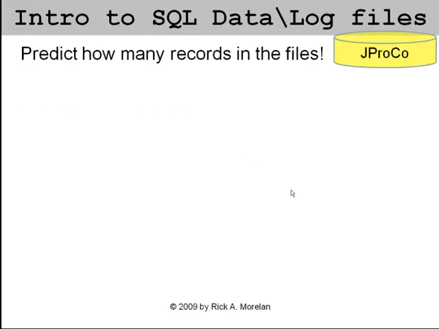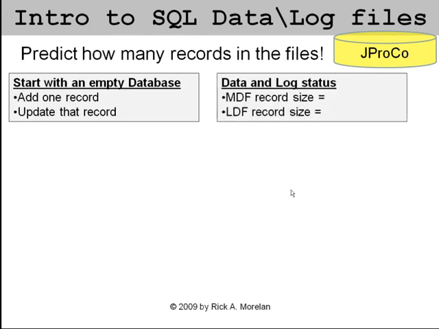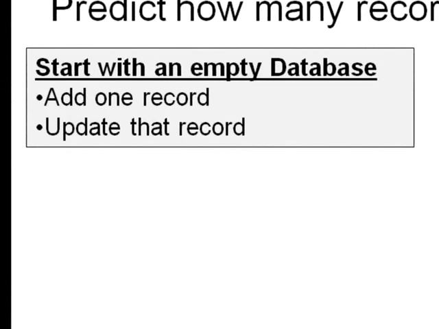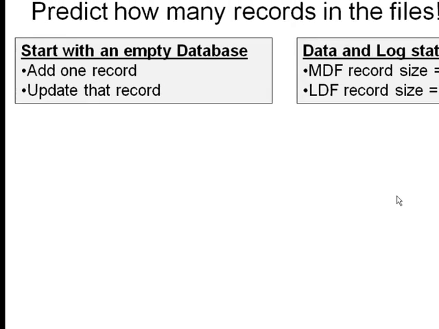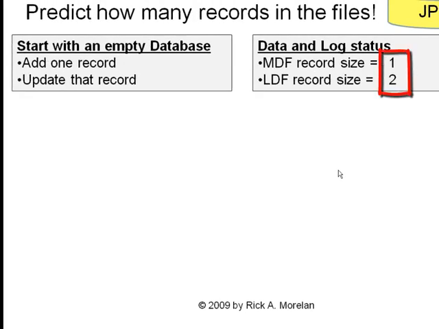So, see if you can predict how many records are in the following files. Okay, you start with an empty database. You add 1 record, and then you update that record. What would be the record size of your MDF? And what is the record size of your LDF? The answer is, there's only 1 record in your data file, but your log has recorded 2 changes.